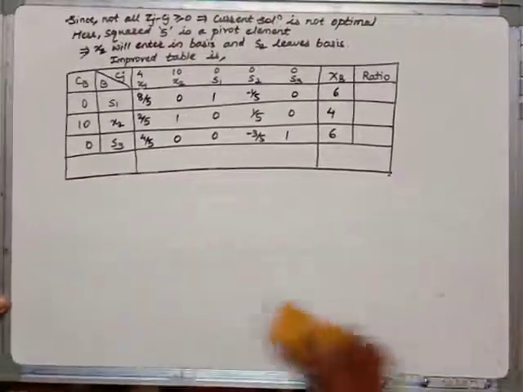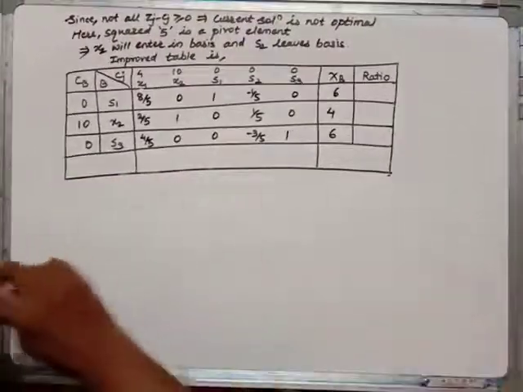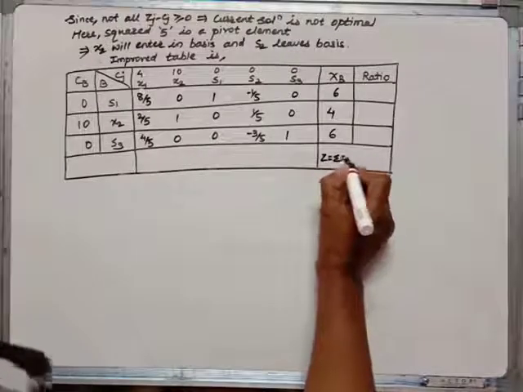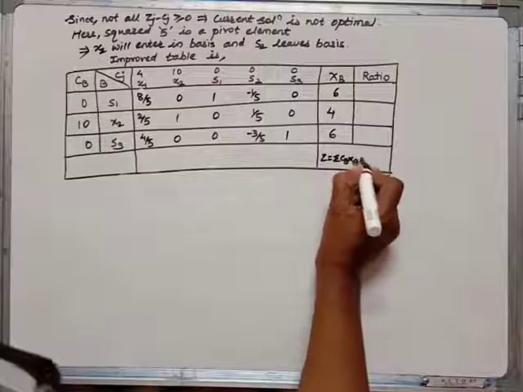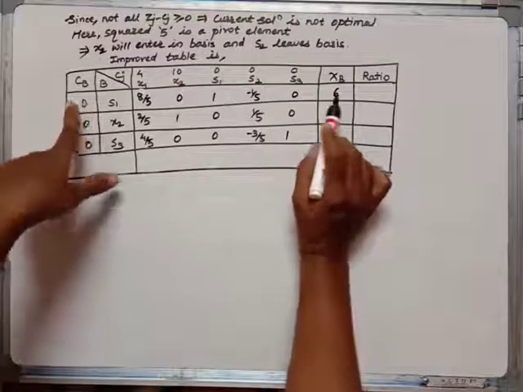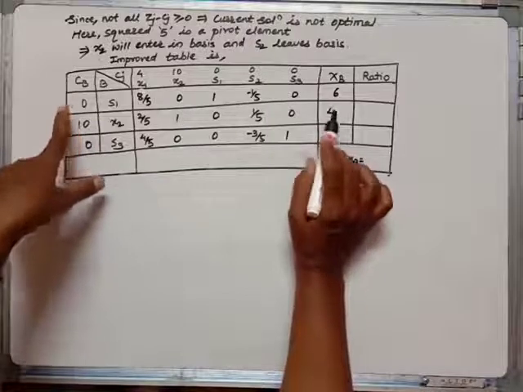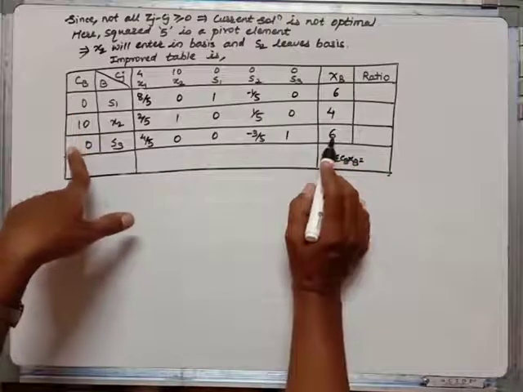Now let us check its Zj minus Cj. What is Z here? Now Z is equal to summation CB into XB. So what is Z here? 6 into 0, 0 plus 4 into 10 will be 40. So 0 plus 40 plus 6 into 0, 0.